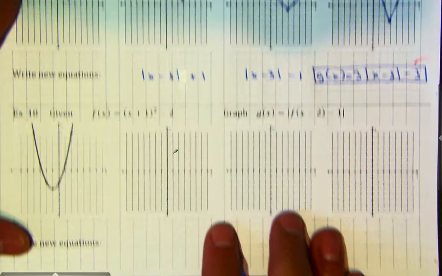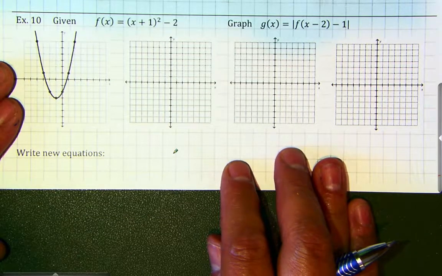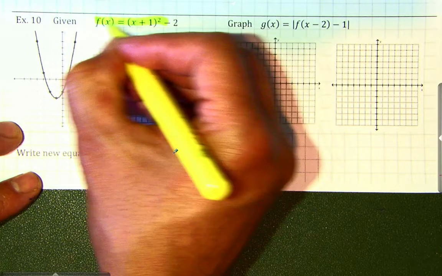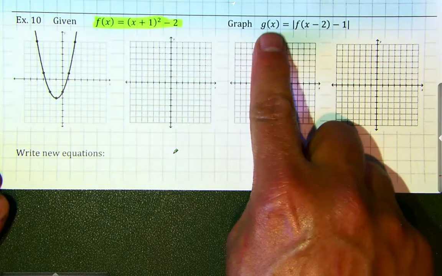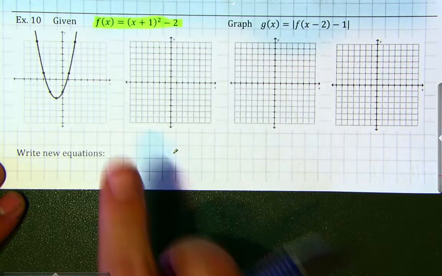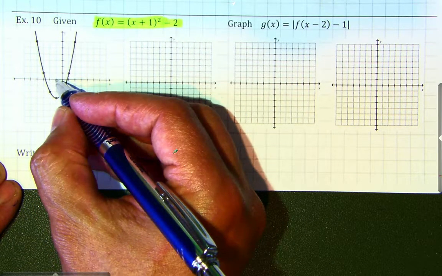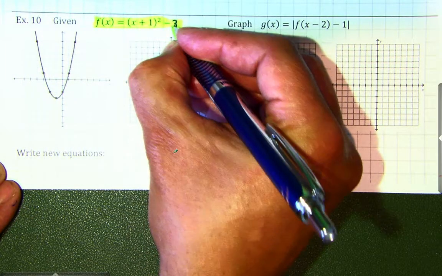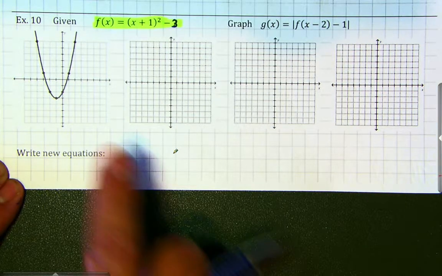And for the last one, they give you f of x. They need to graph g of x. Notice that this is 1, -1, -2, -1, -3. So let's fix this. That should be a 3. And my a value is 1. So now that is correct. So that matches your graph.